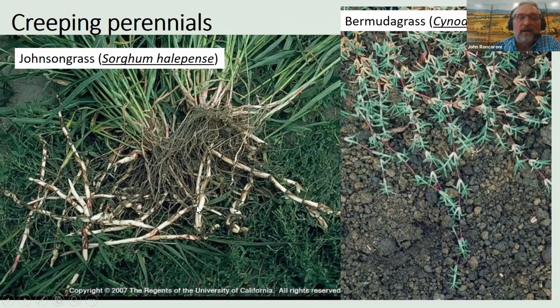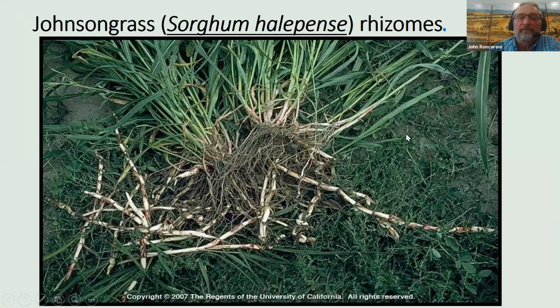You can see each one of these little things here is a Johnson grass segment of its rhizome, and they already have roots starting. Bermuda grass is pretty much the same way. You cut it up and it's going to start growing. So again, here's the Johnson grass. These are like crab legs out here. Each of these segments is then ready to root.